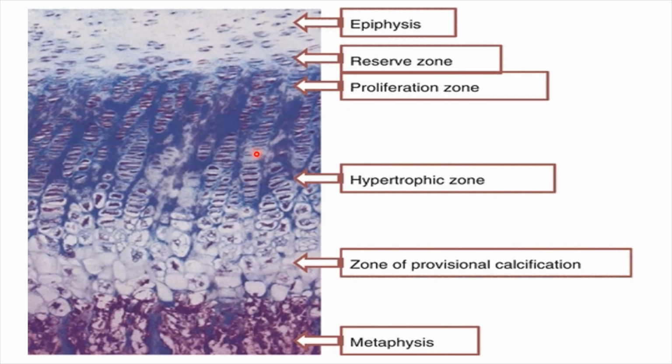After it proliferates, it hypertrophies. Hypertrophy is to grow in size. After it hypertrophies, the hypertrophic zone, it will now be calcified. So this is a zone of provisional calcification. After it calcifies, then it forms bone, which is the metaphysis. The metaphysis is the junction between the diaphysis, which is down here, and the epiphysis.